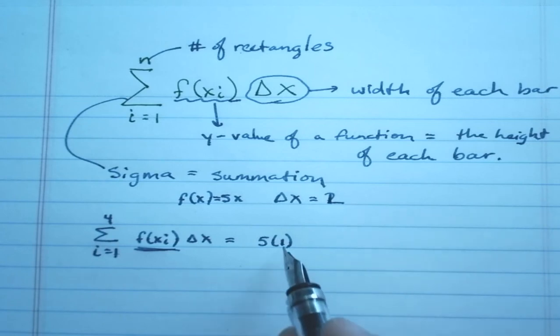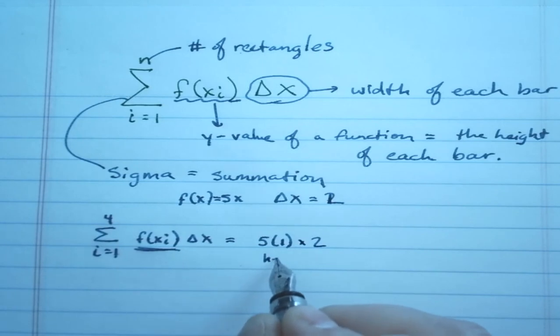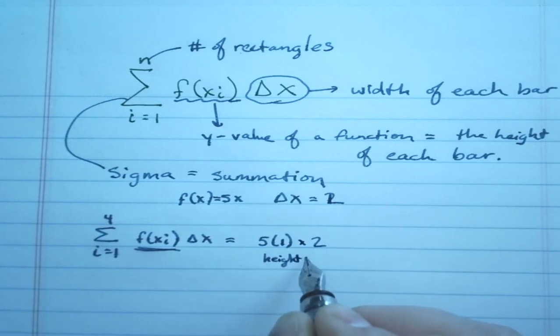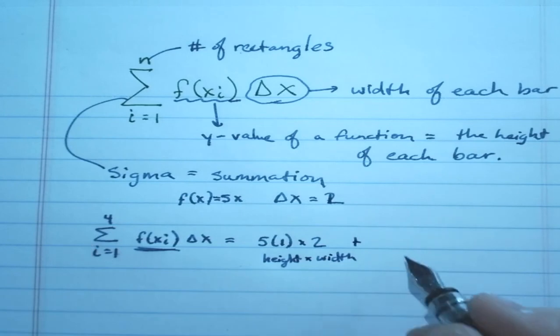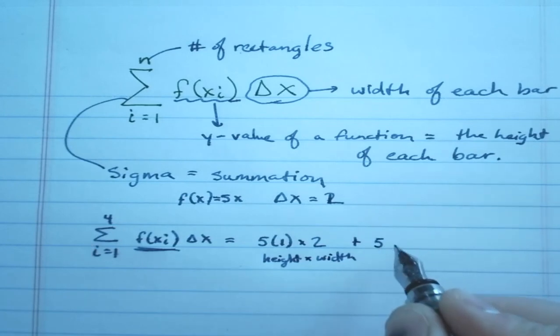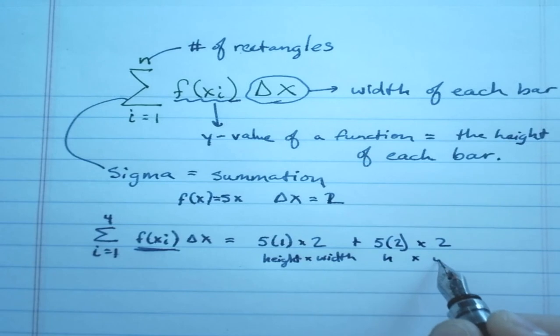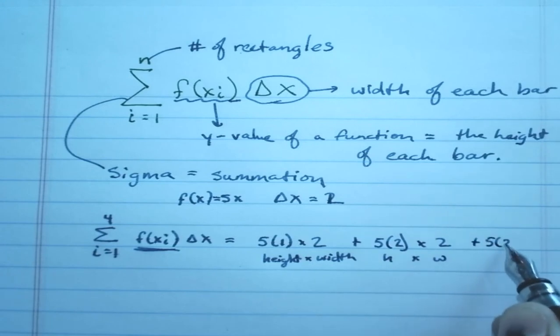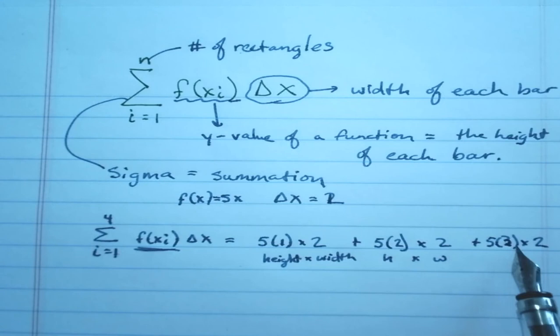Okay, so we start at 1. Okay, 5 times 1 times 2. That's height times width. That's the area of the rectangle. Plus our second interval, right, would be what? 5 times 2 times 2. Height times width. Plus 5 times 3 times 2, right? And so we keep going. The height changes every time.